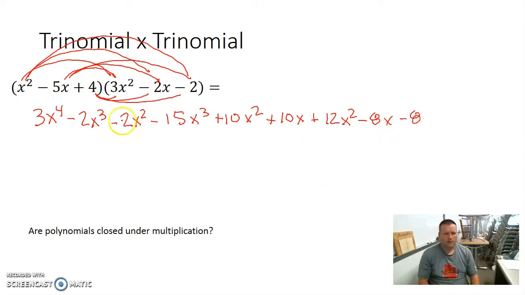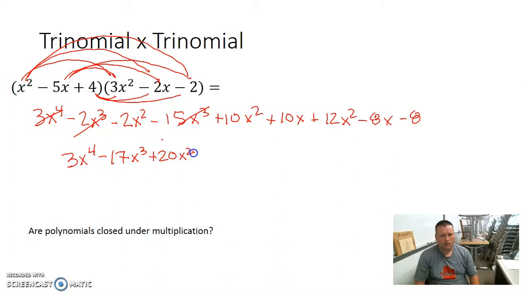And I combine any like terms. So my highest power is x to the fourth. There is only one of those, so I just drop that down. And I look at my x to the thirds. There's 2 of those. So -2 minus 15 gives me -17x to the third. And that takes care of those 3 terms. I've got 3 x squared terms. So I've got -2 plus 10 plus 12. So -2 plus 10 gives me 8, and then 8 plus 12 gives me 20. So this would be plus 20x squared. That takes care of those 3 terms.